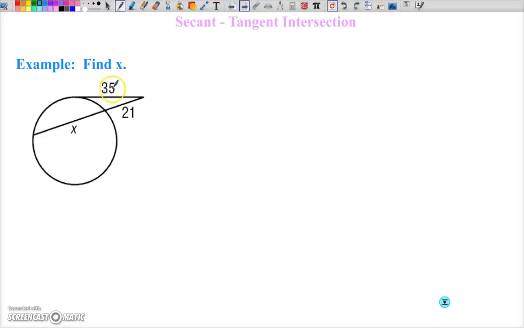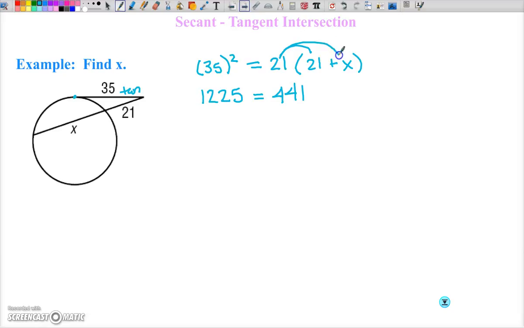All right, so looking at this example, this 35 just barely brushes up right there. So that's our tangent, making this other one right here, because it goes through twice, that one's our secant. So we are going to square the tangent. So we'll take 35 and we will square it and set it equal to the outside, which is 21, times the length of the whole thing, which means your two pieces added together. 35 squared is 1,225. Over here, I'm going to distribute the 21 to get 441, distribute again to the x to get 21x. Subtract 441 from both sides of your equation.